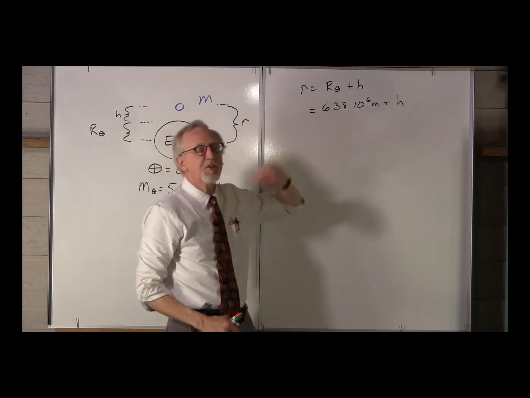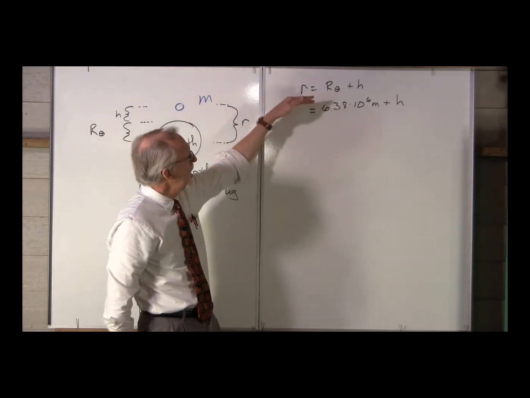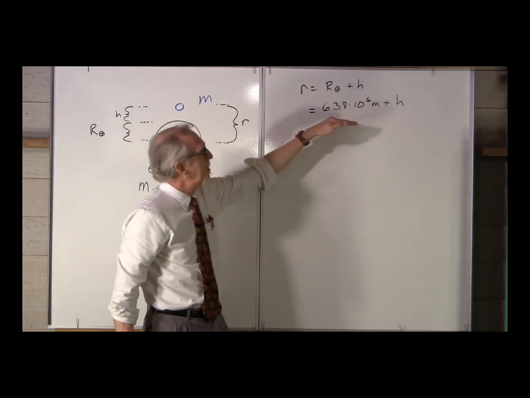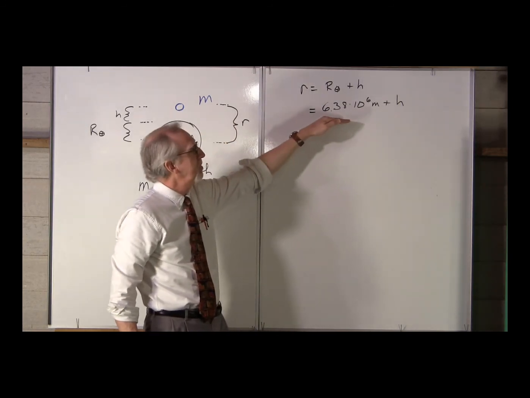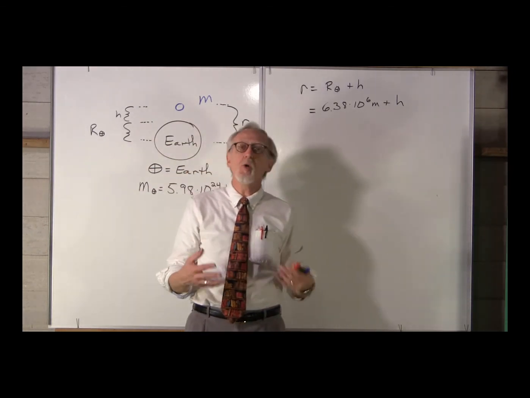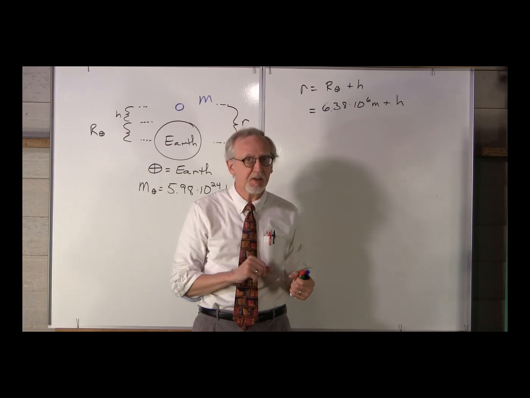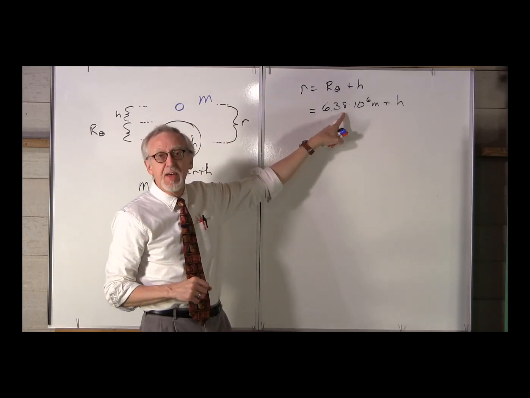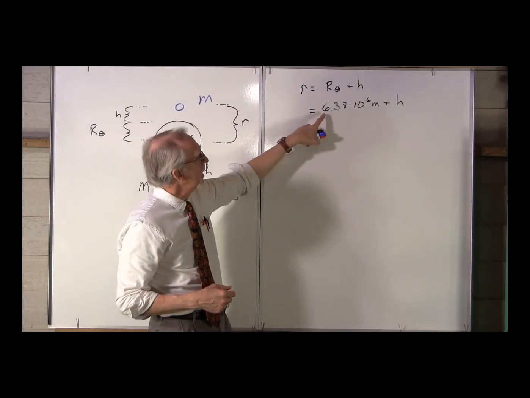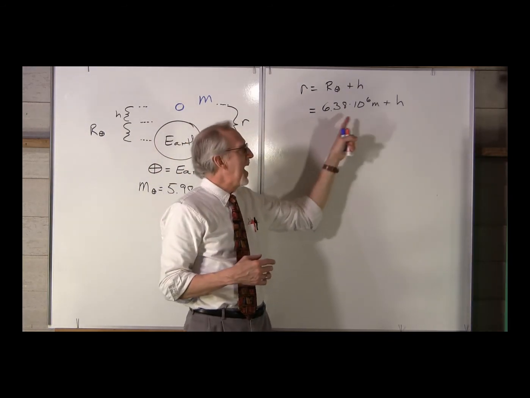The radius of the Earth is about 6.38 times 10 to the 6th meters. What is the sum of these two things? 6.38 times 10 to the 6th meters plus h. Remember, how do we go about adding numbers? Using the appropriate number of significant figures. This radius of the Earth has how many sig figs? 6.38, 3 sig figs.